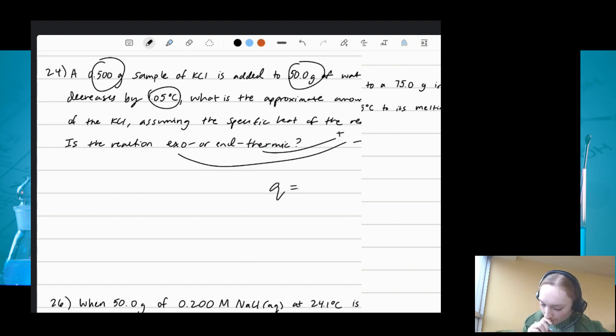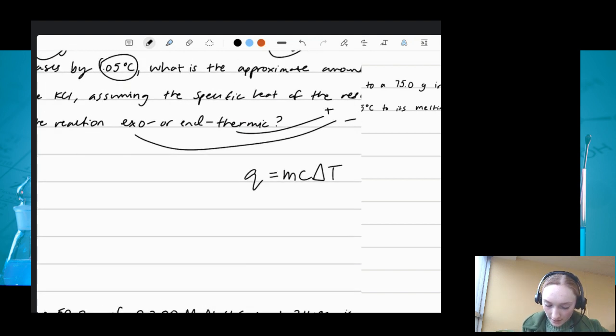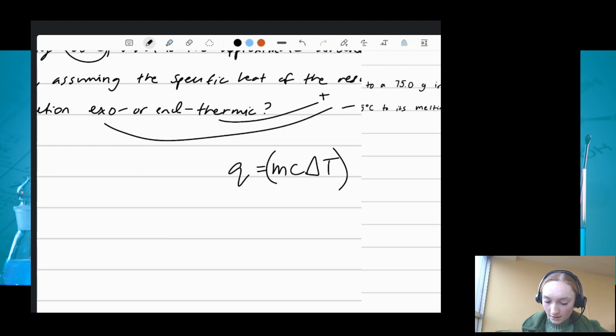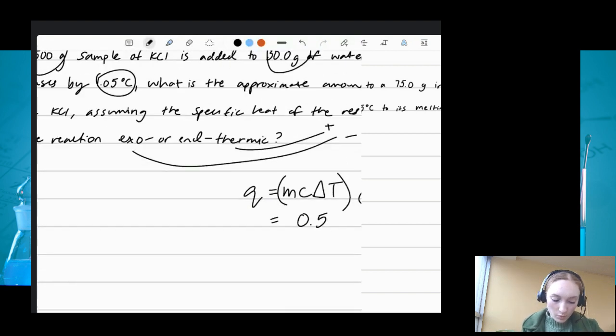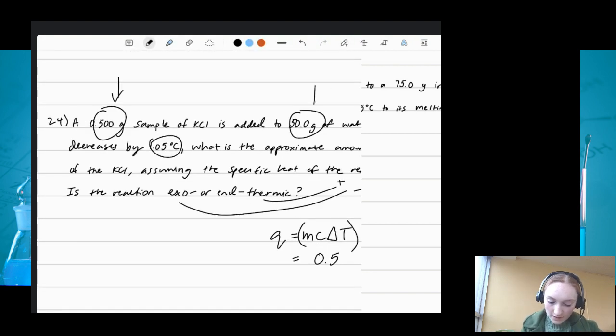So Q equals MC delta T, and this is of the KCl plus the water. Labeling it helps keep track of everything. The M value here is going to be the addition of both of those weights, the 0.5 grams and the 50 grams. They're both in the same units, just in case you wanted to check, and we are.